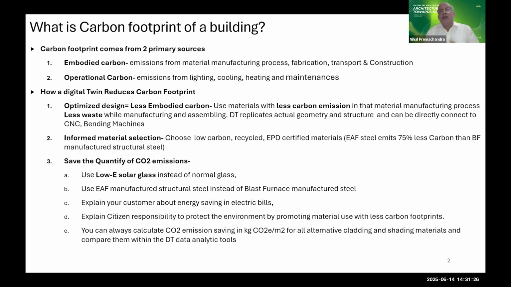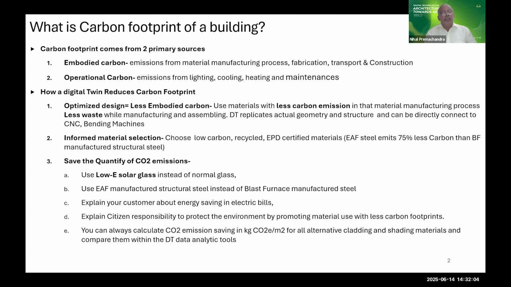And look at this. Now, if you look at steel production, if you use the electric arc furnace to produce your steel, it emits 75% less carbon than steel produced from a blast furnace. So you ask your manufacturer or the supplier to give you the mill certificate. If you look at the mill certificate, you will find whether it is EAF or blast furnace slag. So this type of measures as professionals we can take to reduce carbon footprint with the help of the digital twin.